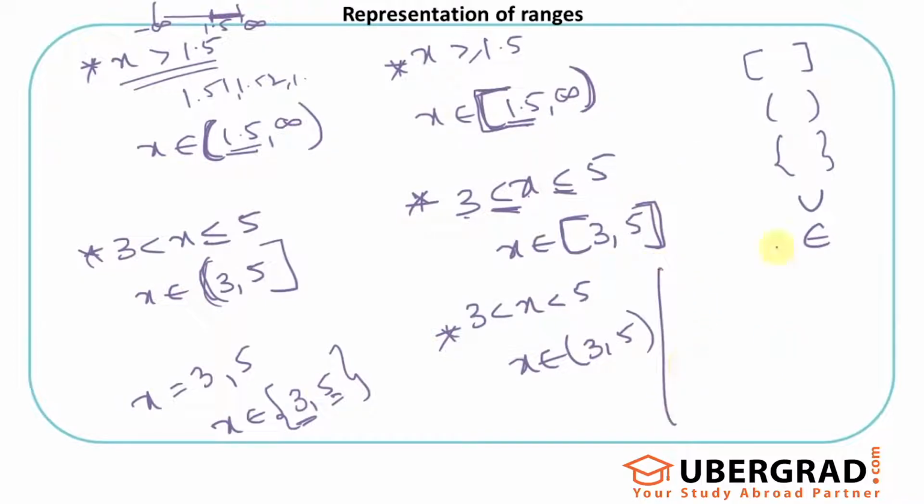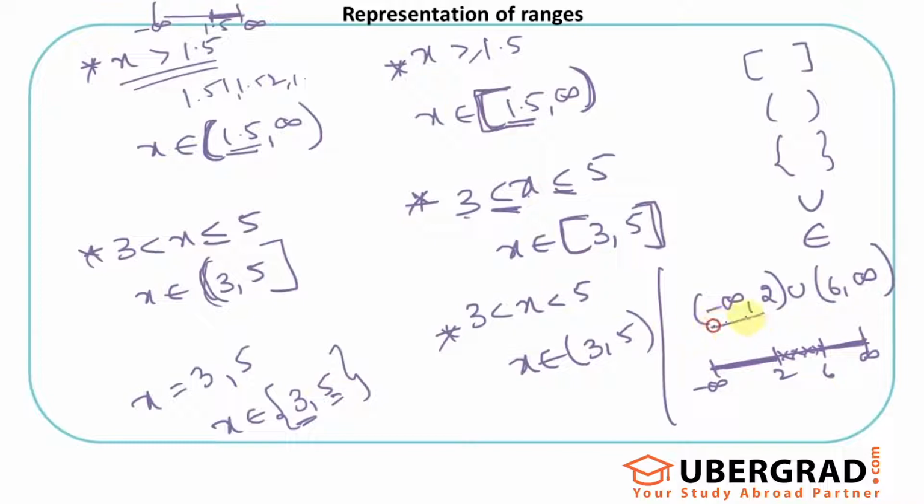Sometimes you'll get to see things like this: minus infinity to 2, union 6 to infinite. What do I mean by that? If I draw a number line, 2 comes here, 6 comes here. This is minus infinity and this is infinity. X can be anywhere here, no issues with that. And x can be anywhere here, no issues with that, but not here. Right? 2 to 6 is not accepted. So minus infinity to 2, union 6 to infinite is fine. That means x can be here or here. Basically union means or. Anywhere here or here is fine for me, but not between 2 to 6.